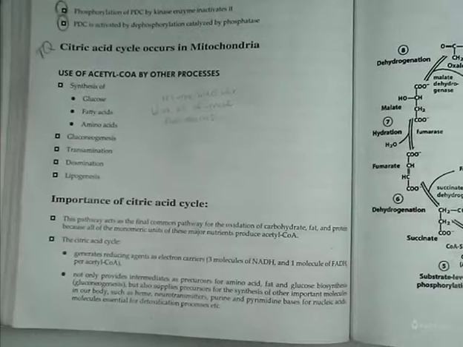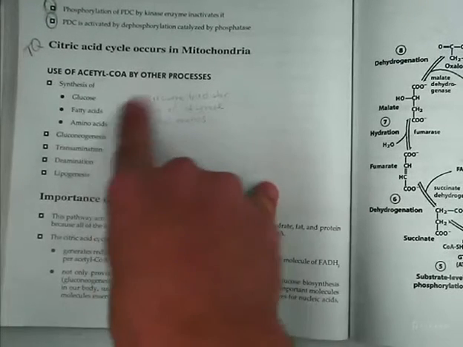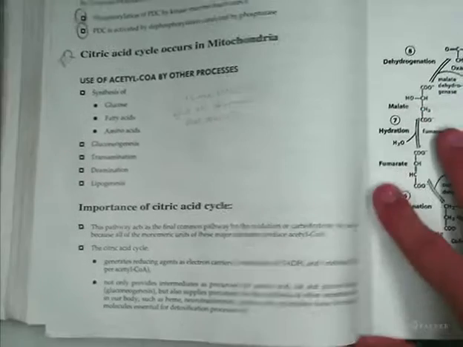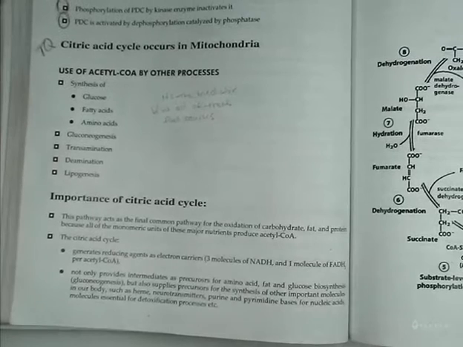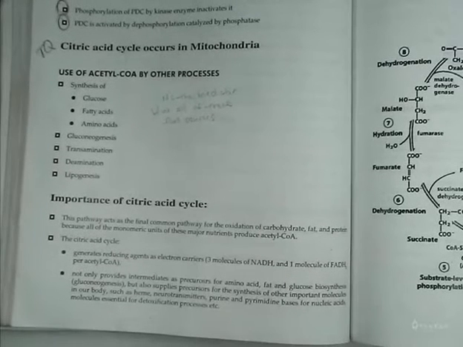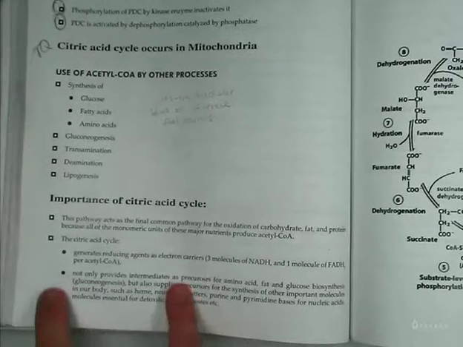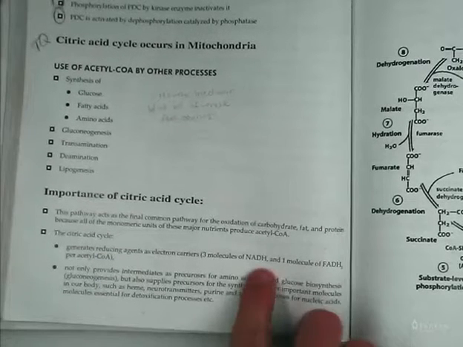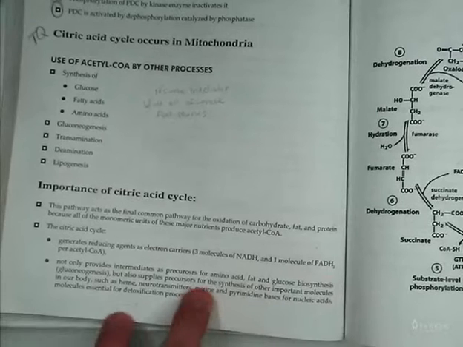Happens in the mitochondria. So, like we said, acetyl-CoA is kind of the main intermediate between all these fuel sources. Let's get to the importance of why we're doing this. This pathway is the final common pathway for the oxidation of carbs, fats, and proteins, because all these make acetyl-CoA. It generates reducing agents that act as electron carriers. So NADH and FADH2 are those electron carriers.